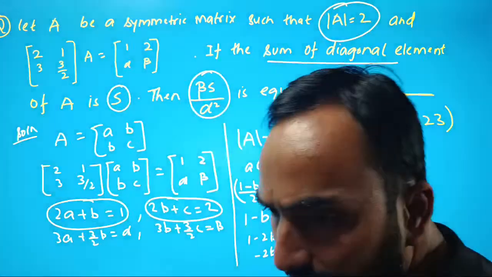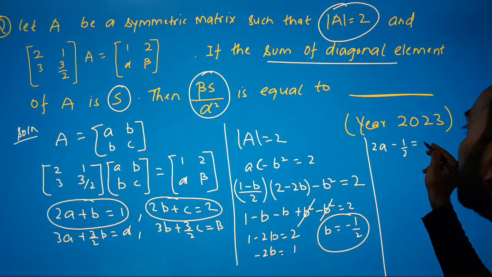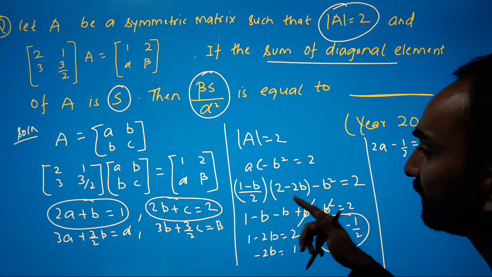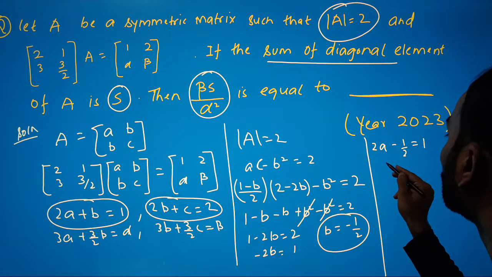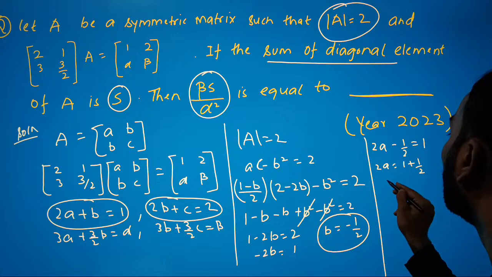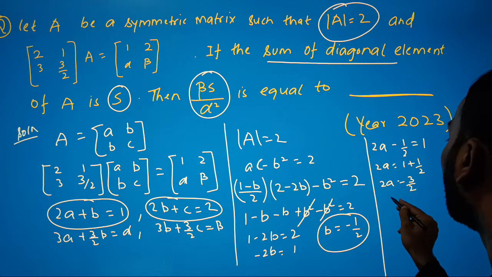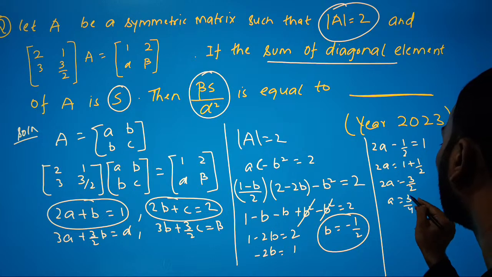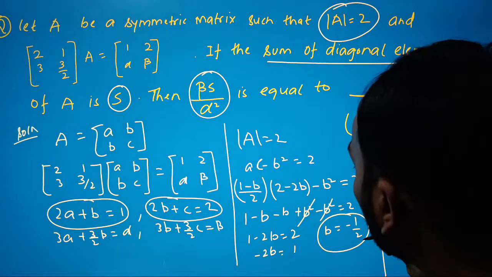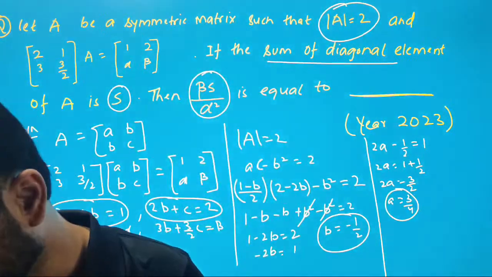I hope this is visible, right? Okay, yes. 2A minus half is equal to 1. So I will get 2A is equal to 1 plus 1 upon 2, and 2A is equal to 3 upon 2, and A is equal to 3 upon 4, right? I also got the value of A is equal to 3 upon 4.